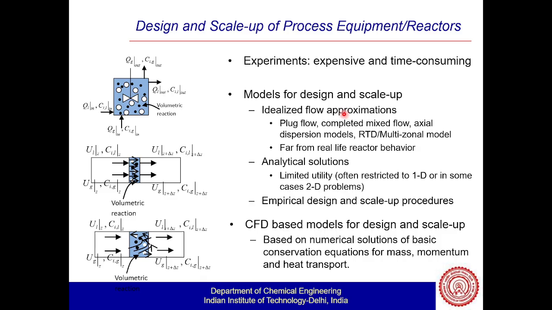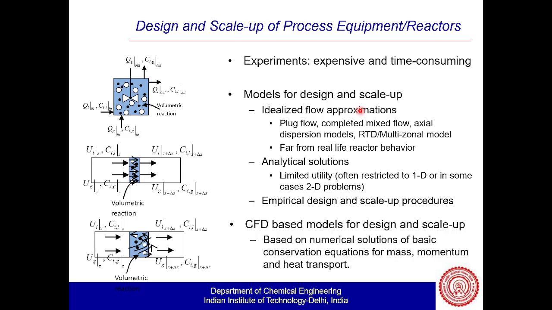And then if we go to the models itself, the first order models, there we actually do multiple approximations. One is basically idealized flow approximation. In case of plug flow, we assume that in the radial direction it's fully mixed. There is only mixing happening in the axial direction. Or in case of CSTR itself, we assume that the whole reactor is fully mixed.